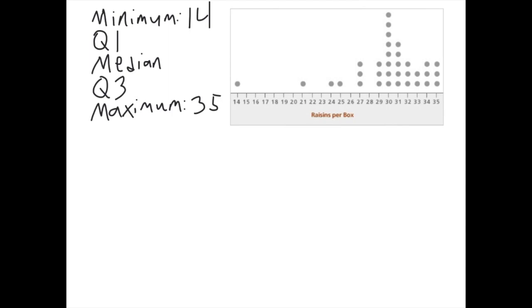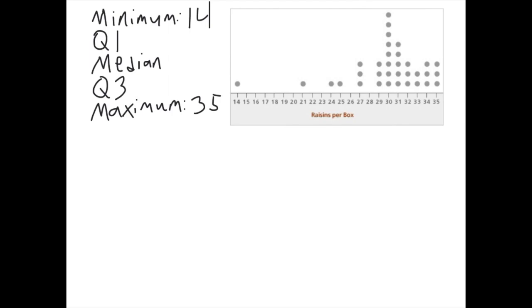Now the other 3 are a little bit more difficult to find. You know how to find the median. It's the middle number. So first count how many dots there are. Now here I count 34 dots. The issue with that, though, is that for the median, 34 is an even number, so that means there's no middle number. So you take the 2 numbers closest to the middle and find the average.